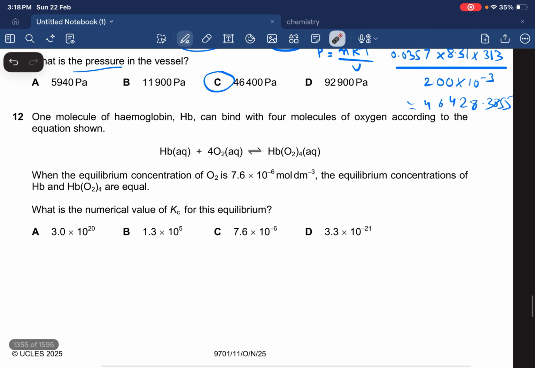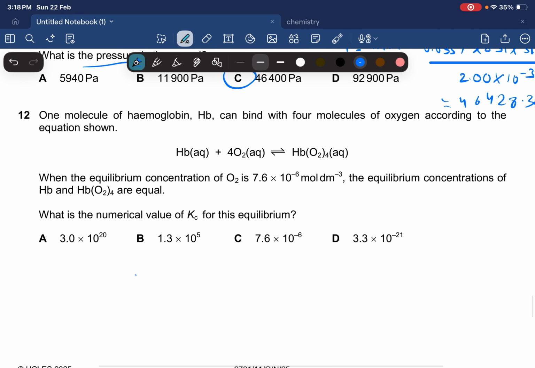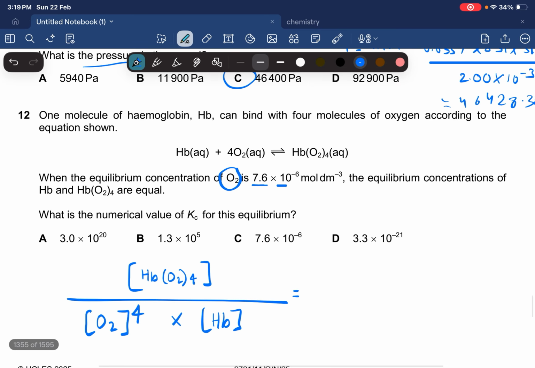Okay, so first we're going to write the Kc expression. The Kc expression is going to be HbO2(4) upon oxygen concentration to the power 4, because we have a 4 here. We're going to take all in Kc because they're aqueous solutions, right? Multiplied by Hb. So if we consider HbO2(4) to be X, we write X on the top, and then we write the O2 concentration as 7.6 × 10^-6 to the power 4, and for Hb we can also consider it to be X.